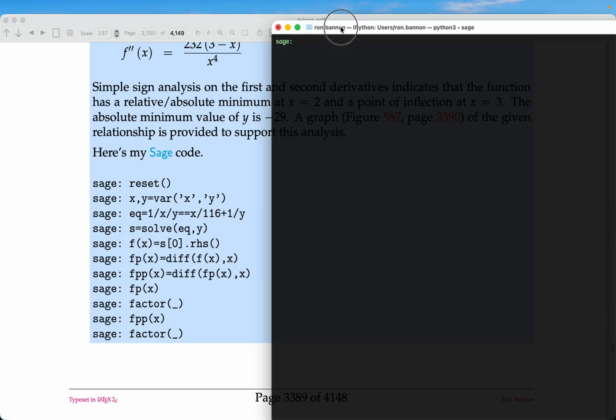And the code I do like to start with is reset. That's basically a clean sheet of paper. There's two variables in the original problem, x and y. And I want to define those as variables now. Now I want to type an equation over here, and we'll go through where this is coming from.